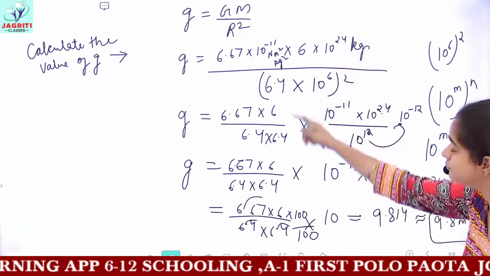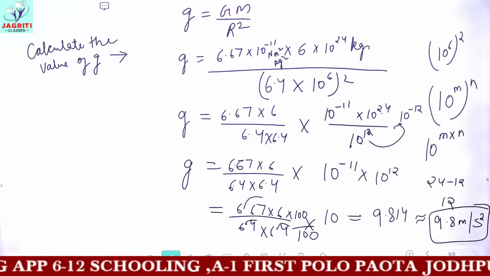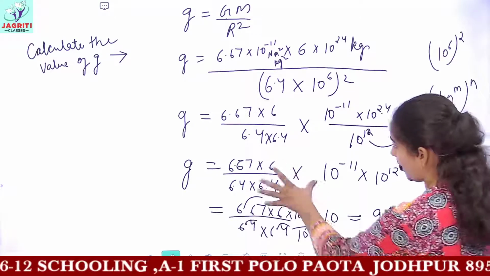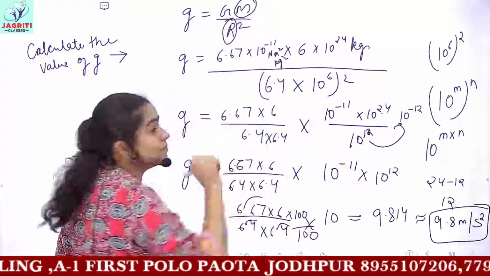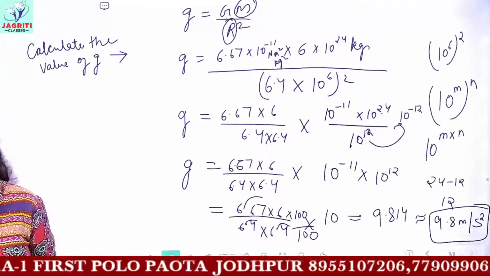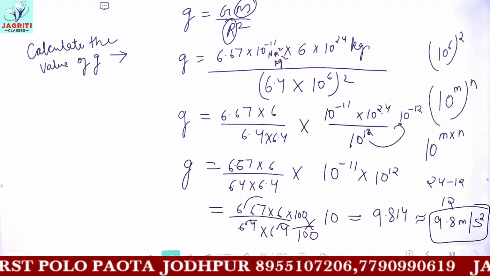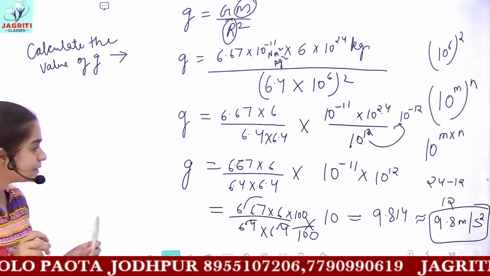So in this way, you have to calculate the value of g. You have to show the calculations, and then you have to learn these values, that is the mass and radius of Earth. Then only you will be able to do the question. So this is for today's class.